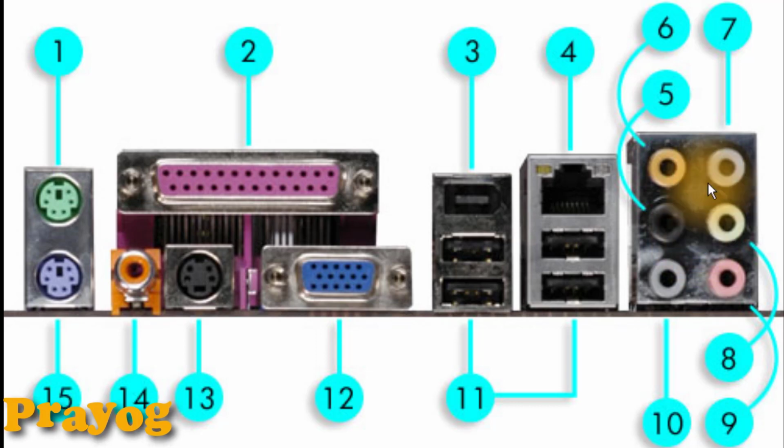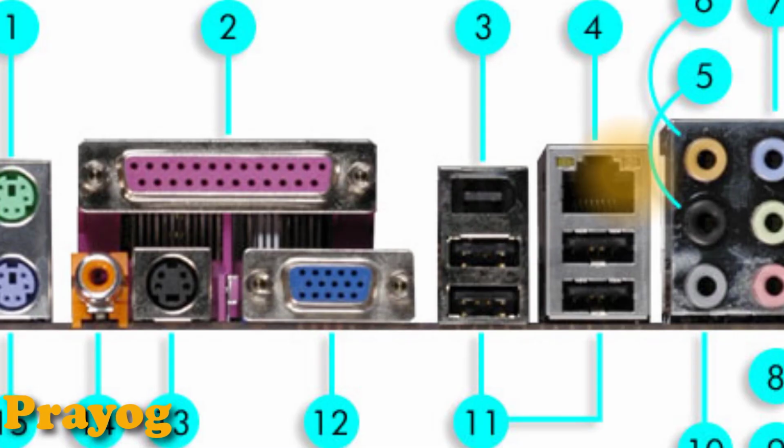Number 3 is the FireWire port, used to connect digital handycams. The fourth one is the Ethernet port, which is used to interface the PC with the computer network through a modem. In fact, Cat1 cable or Cat2 cable are used to connect a broadband modem with the Ethernet port, and these are the audio ports. Usually in any PC you will see only these 3 ports for connecting speakers.